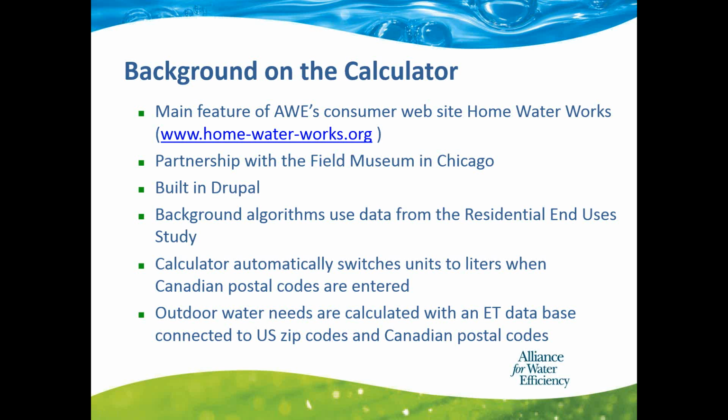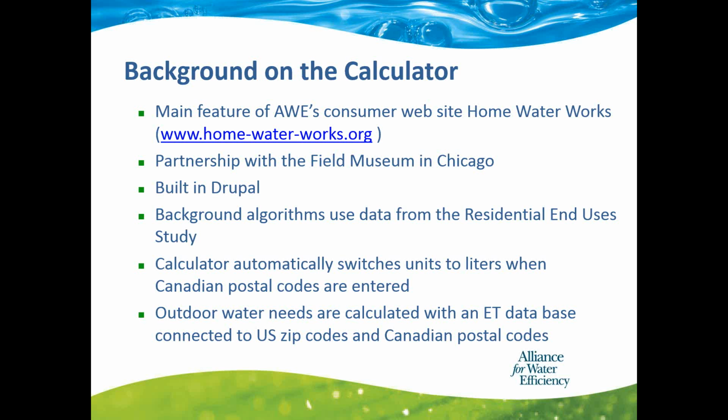We also built the calculator to automatically switch to metric units so that it converts from gallons to liters when a user enters a postal code from Canada. So this is an improvement that we made as a benefit to our Canadian members. And then lastly, an important feature of the calculator is that outdoor water needs and projected usage is calculated with an evapotranspiration ET database, which is connected to U.S. zip codes and Canadian postal codes.